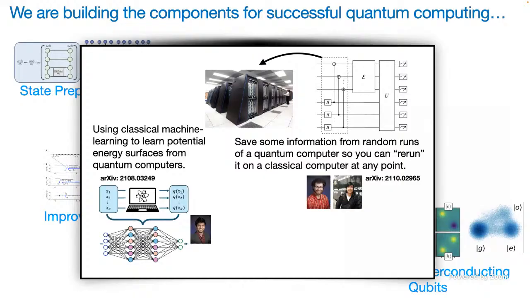So you could do molecular dynamics on a classical computer. Why should you use your quantum computer to get out a bunch of energies? For here, we built on some ideas of classical shadows. This is one of my favorite results.